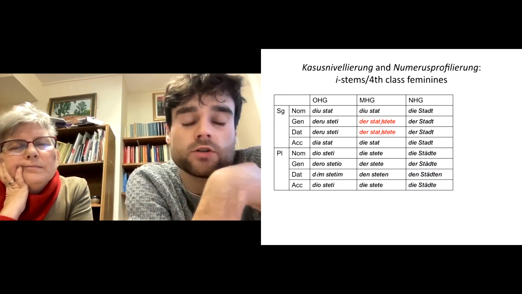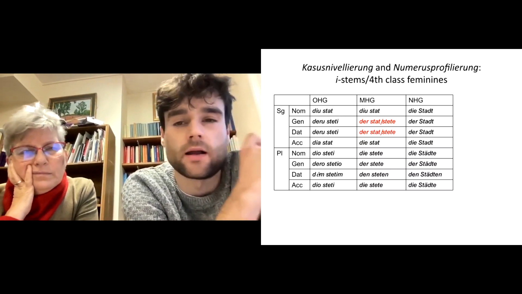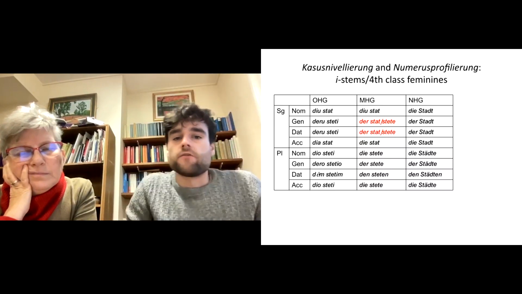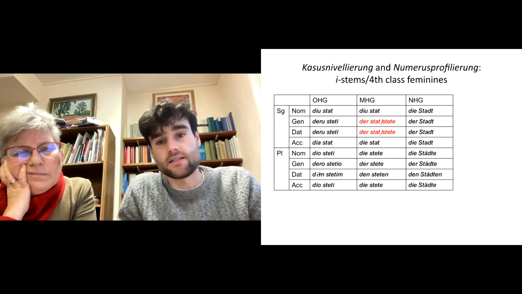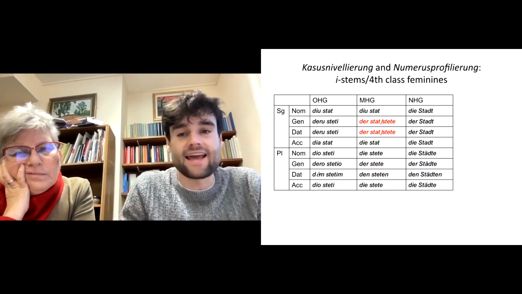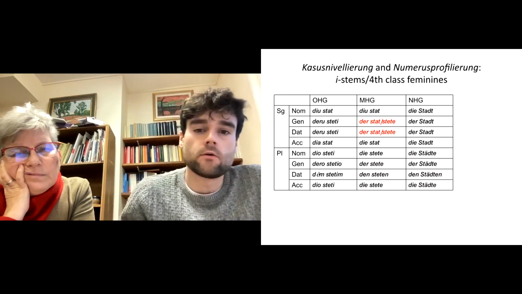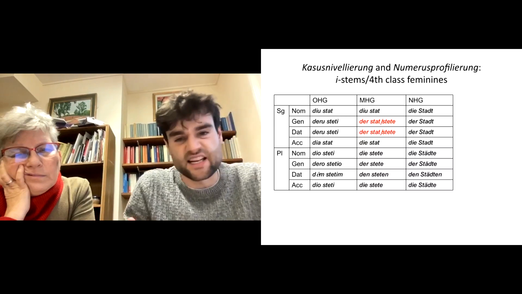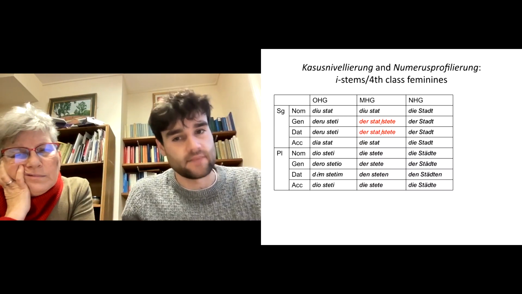This process is called Numerusprofilierung, an increase in the tendency for the morphological marking of number. In a nutshell, the interaction of these two processes can be described as follows. In the course of German's development, inflective forms of nouns realise case less and less, and mark number more and more. Without context, New High German Stadt does not indicate whether it is nominative, genitive, dative, or accusative, but the classification as singular is clear.